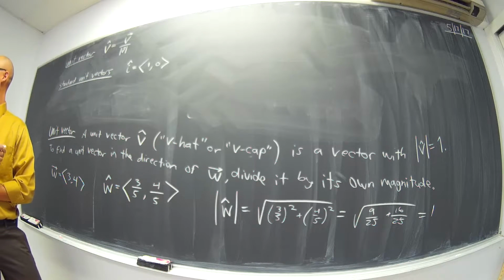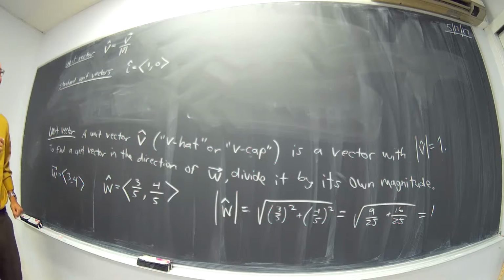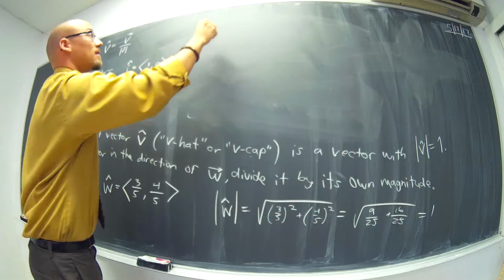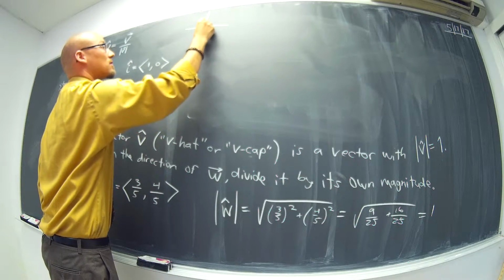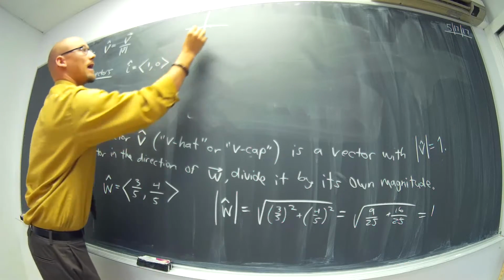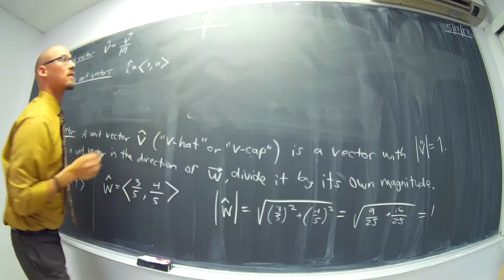Now I want you to imagine a vector. It's just this: a vector that starts at the origin and points to the right with a length of 1. That's I hat.